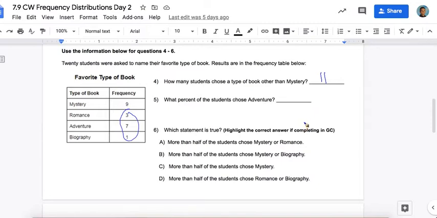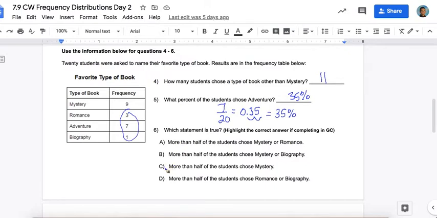What percent chose adventure? I see that there's 7, and I know there's 20. So instead of showing you a percent proportion here, I'm going to show you the decimal method, because I said you could also use that. So 7 divided by 20 would give me 0.35, and I can slide it 2 to the right, and that will give me the percent, 35%.